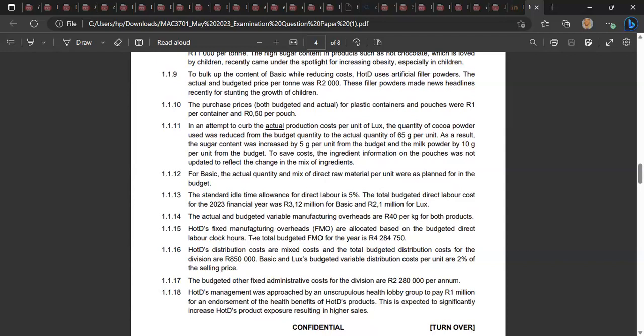All right, so what is fixed manufacturing? The FMOs are allocated based on the budgeted direct labor clock hours, and then the total budgeted fixed manufacturing overhead for the year is 42,847.50. So that's the amount that we are going to use there. Let me just open an Excel spreadsheet for us.